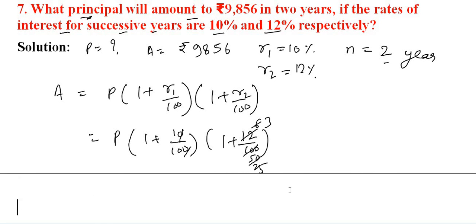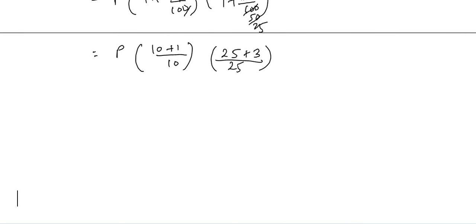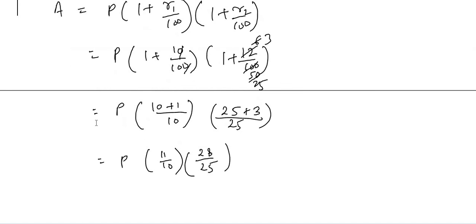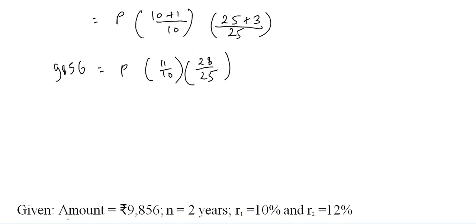Okay, then again we will calculate. Then P, it will be 10 plus 1, 11 upon 10, and here 25 plus 3 will be 28 upon 25. Okay, and this side the amount is written. See how much the amount is written. Amount is 9856. Now we will do the calculation.